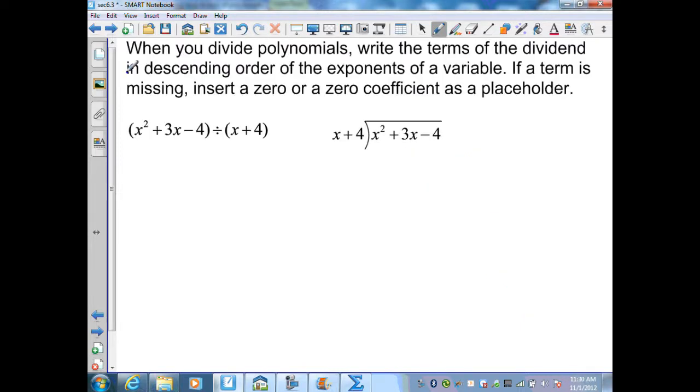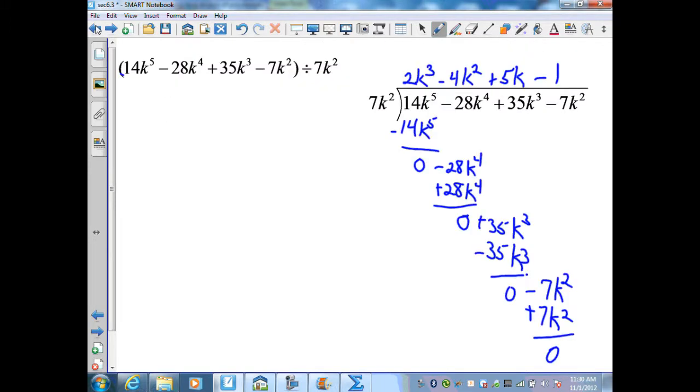In my next example, I want to divide a polynomial by a binomial. In this instance, we want to write the terms of the dividend, here the polynomial, in descending order of the exponents. We've done that in our previous examples: k to the 5th, k to the 4th, k cubed, k squared.